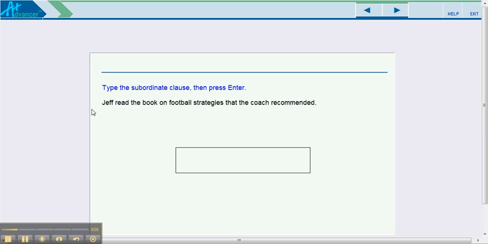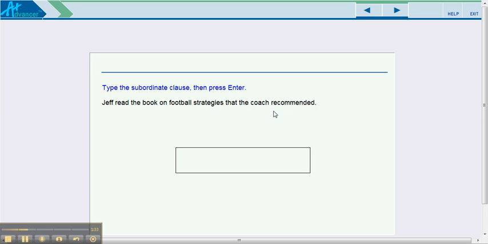So in this sentence there are two clauses. You have to find the two different clauses that make up this sentence first. Remember, to find the two different clauses, locate the subjects and the verbs. This sentence will contain two subjects and two verbs. The first subject is Jeff, and the first verb is read. That's the past tense, of course, of read. The second subject you can find here, the coach, and the second verb is recommended.